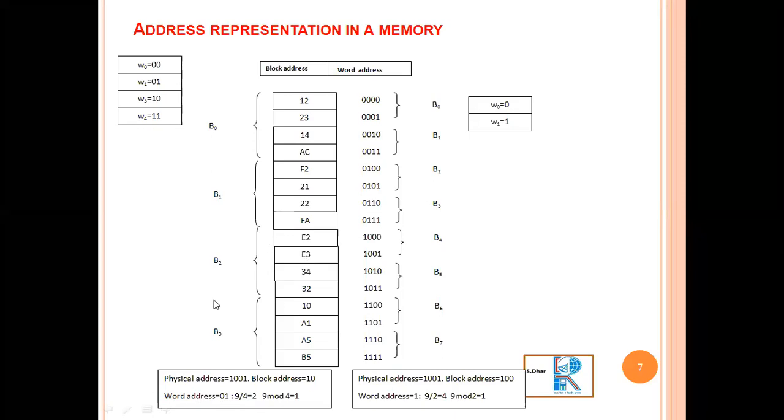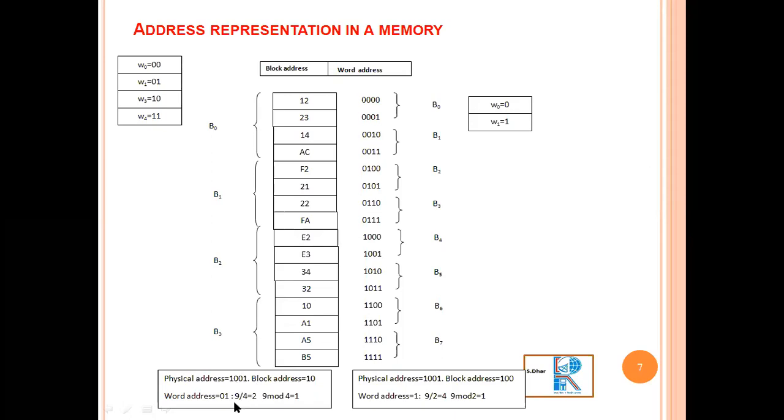Clear? Again, I repeat: the block address is 2 and the word address is 1. I will first go to block address 2, and in block 2 I will search for word number 1. This is word number 0, this is word number 1. So I require this word. The physical address is 1001, so numerically we can calculate in the same way.